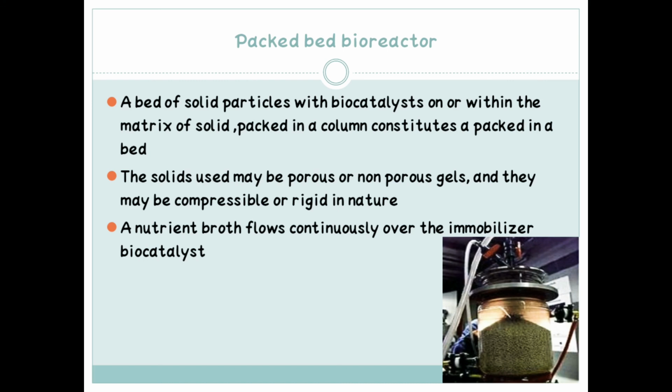Next is packed bed bioreactor. A bed of solid particles with biocatalyst on or within the matrix of solid packed in a column constitutes a packed bed. The solid used may be porous or non-porous gels. They may be compressible or rigid in nature. The nutrient broth flows continuously over the immobilized biocatalyst. This is how the real packed bed bioreactor looks.